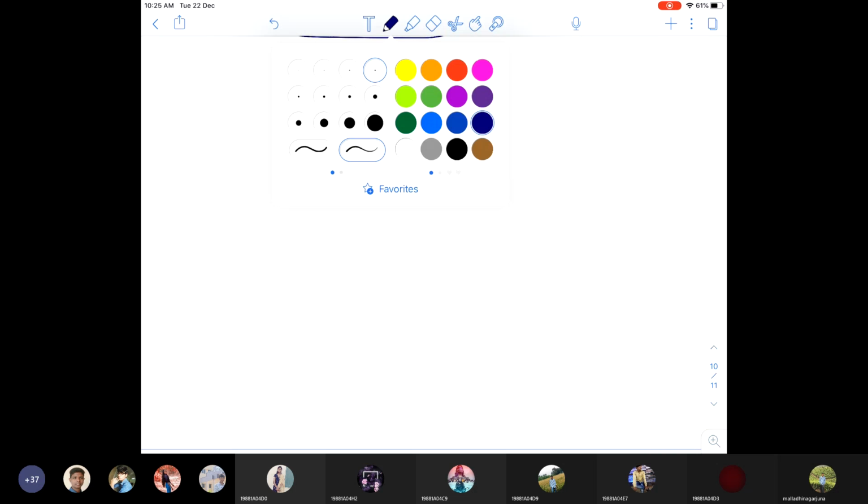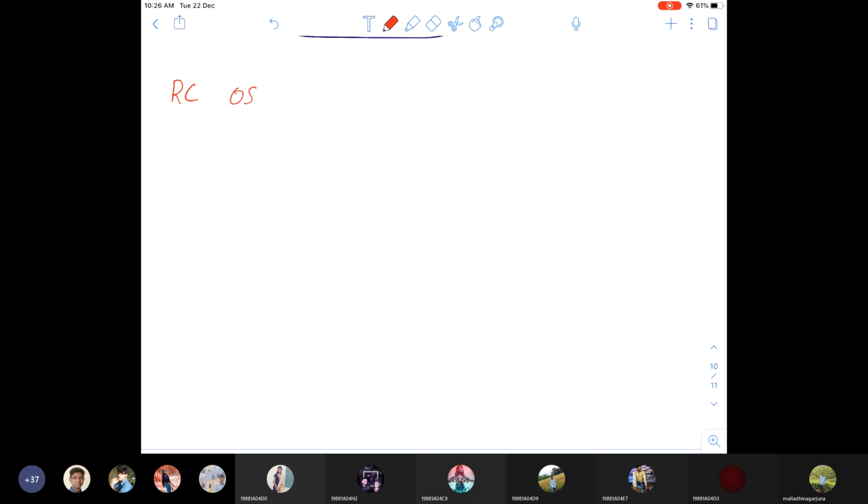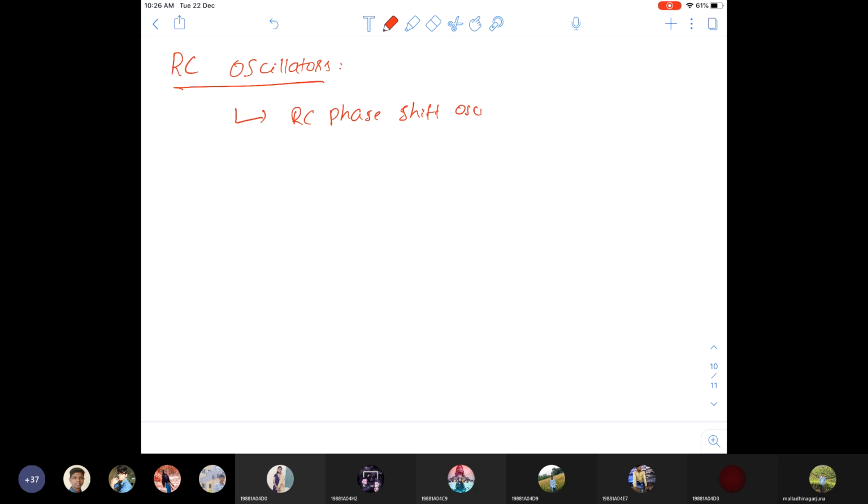The next topic is RC oscillators. In RC oscillators there are two types: one is the RC phase shift oscillator, and the second one is the Wien bridge oscillator. RC oscillator means the tank circuits are designed using resistors and capacitors, hence the name RC oscillators. These two are low frequency oscillators.